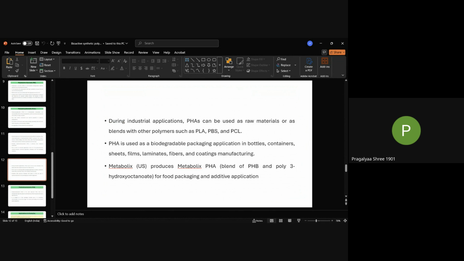And Metabolix, US produces Metabolix PHA blend, a blend of PHB and poly-3-hydroxyoctanoate for food packaging and additive applications. So Metabolix is a brand name of a PHA polymer-based material, which is nothing but a blend of polyhydroxybutyrate and poly-3-hydroxyoctanoate, and from this the food packaging materials are being developed.